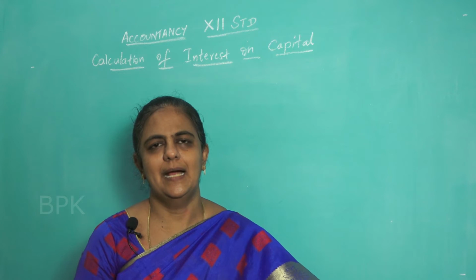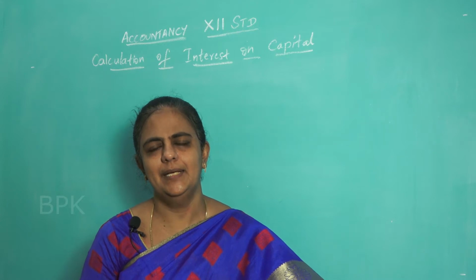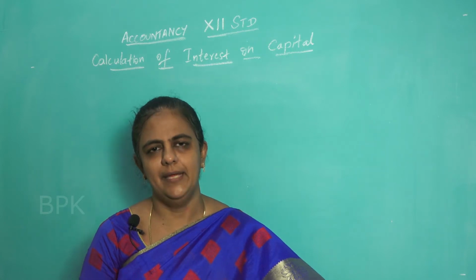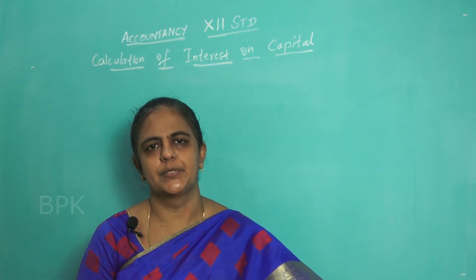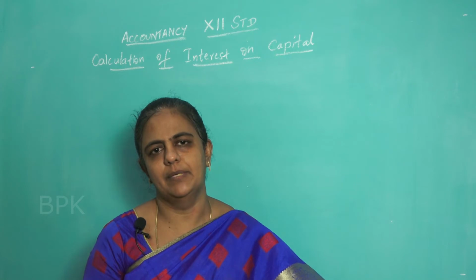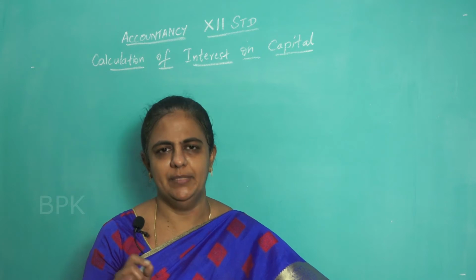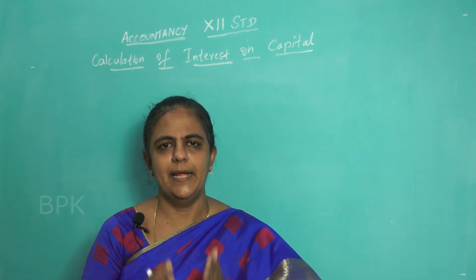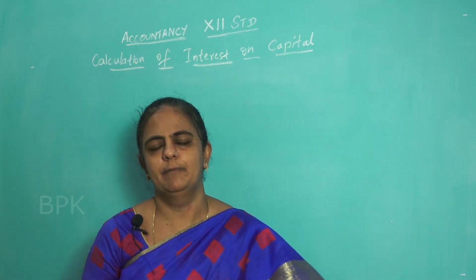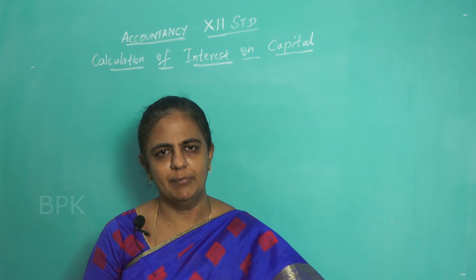In today's class, I will be teaching you how to calculate interest on capital. Interest on capital should be calculated on the opening capital always. Then if there is any additional capital introduced, you have to calculate on that also, but when you are calculating on additional capital, you have to see how many months you have used that capital in the business. That is the date of introducing the capital till the closing of the accounting period. So those months should be calculated, and only for those months you have to calculate the interest on capital.